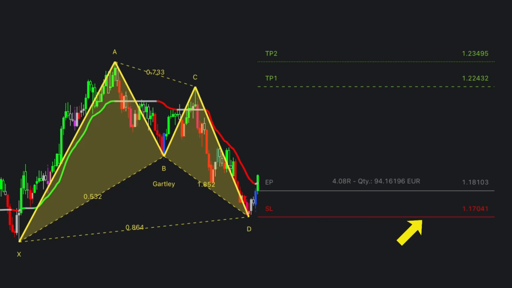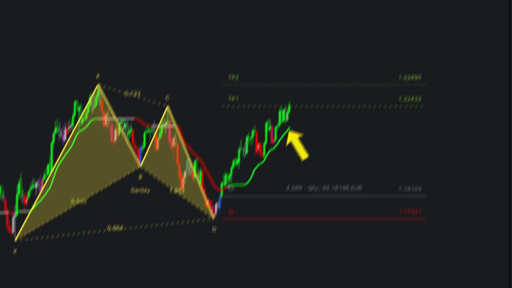Now it's time to set your stop loss and take profit levels. Monitor your trade using the dynamic trend feature of our TRN Bars. Your position is secured as long as we remain above the trend line.